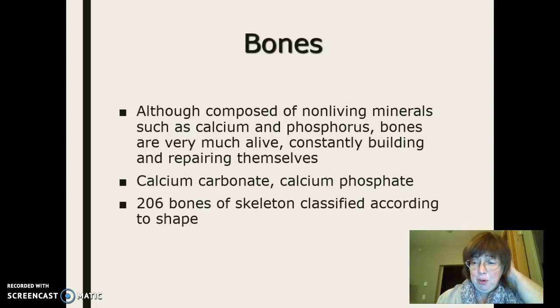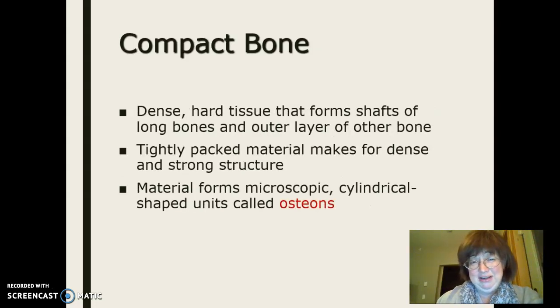So bones are made up of non-living things such as calcium and phosphorus, but they're very much alive in the fact that they have collagen in them and a very good blood supply. This goes into a little more detail than you need to know, but you need to realize that bones are constantly rebuilding and repairing themselves. So that's why breaking a bone really isn't that big a deal.